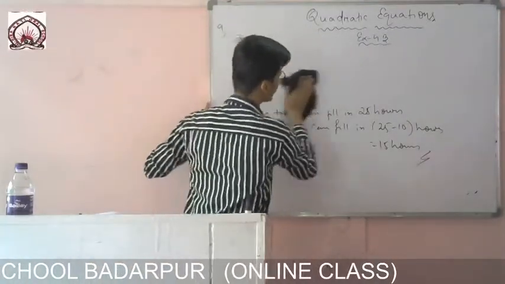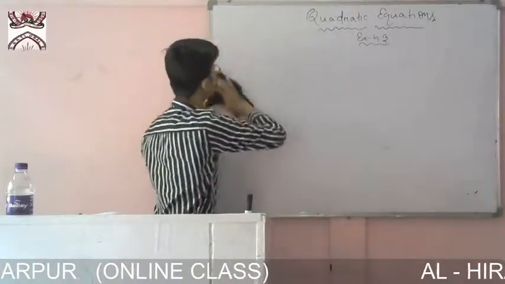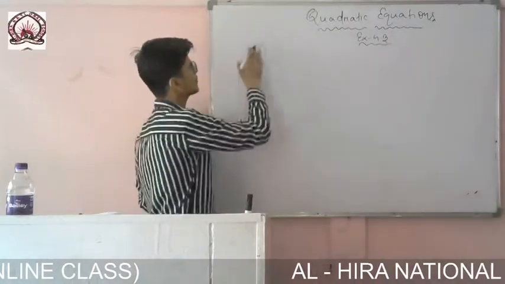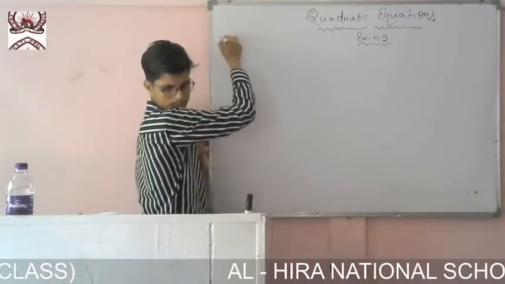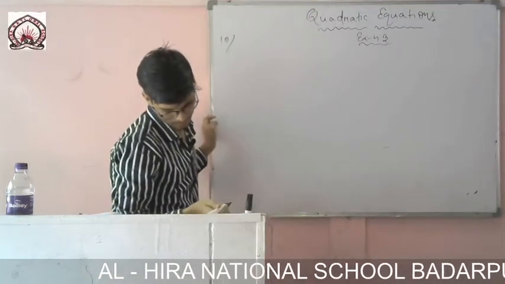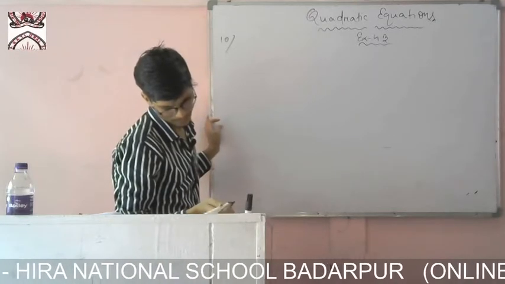It is given about time, so we know speed equals distance by time, so time will be equal to distance by speed. Using that formula we will find. So first of all, what is it? Question number 10. So given, find the average speed of two trains.